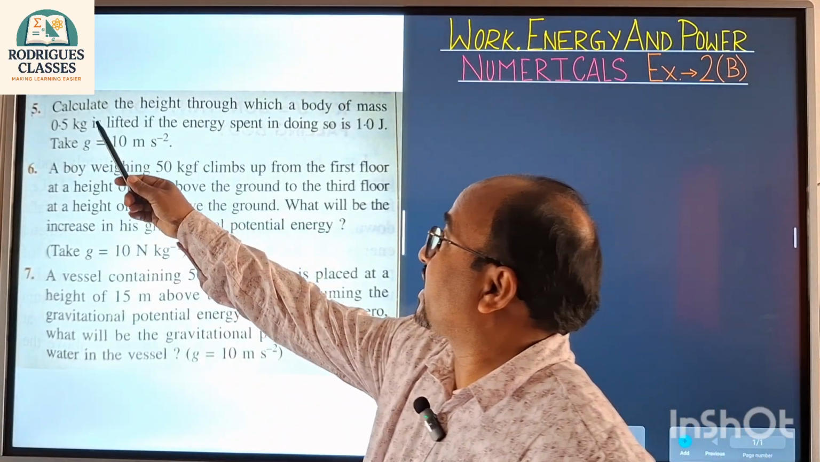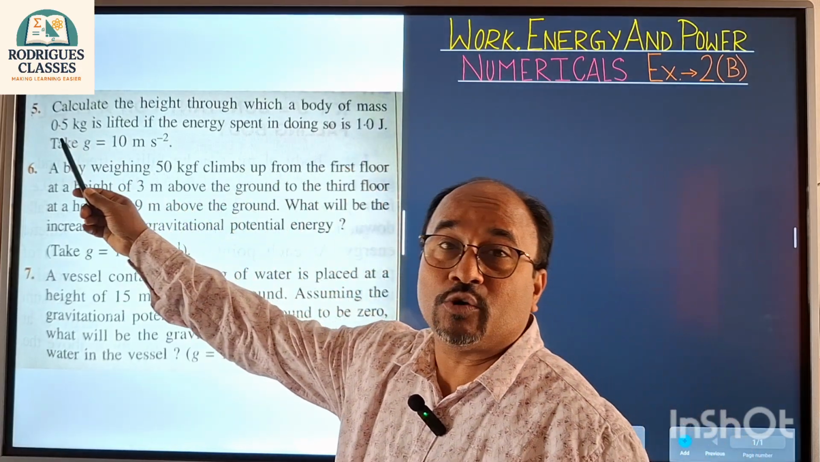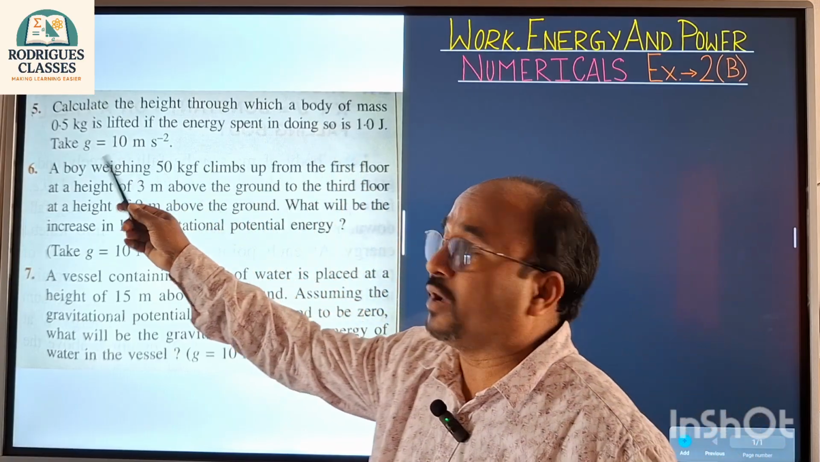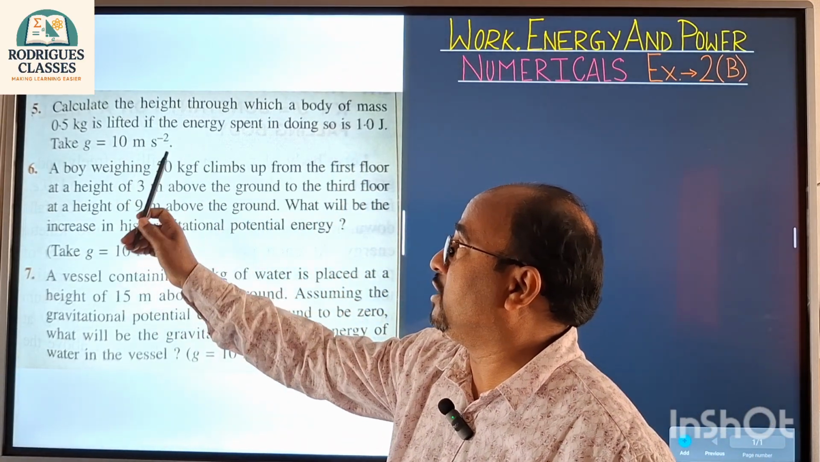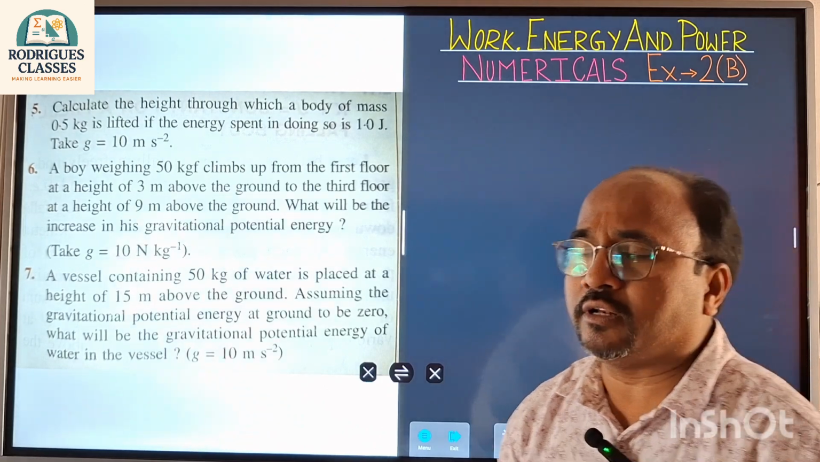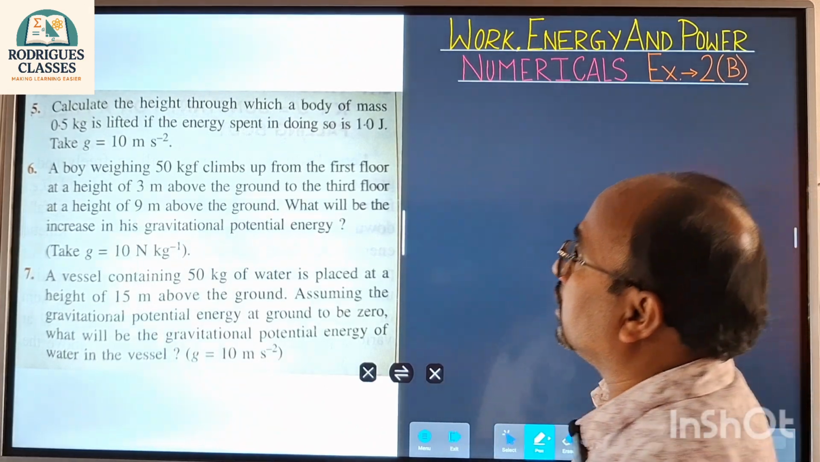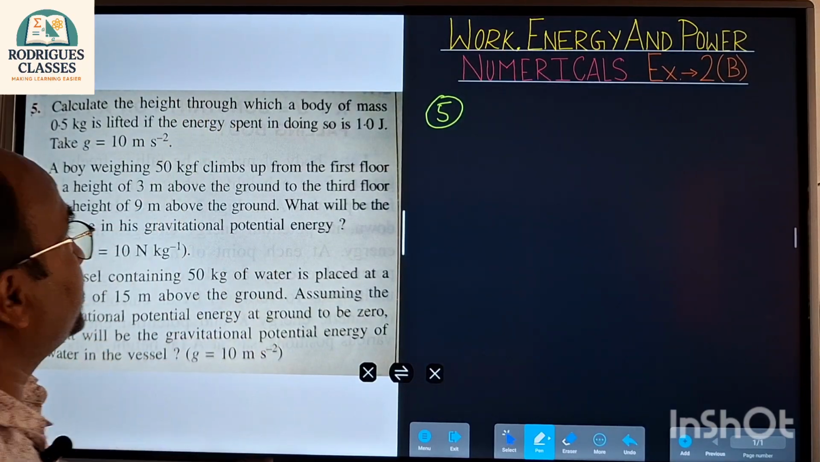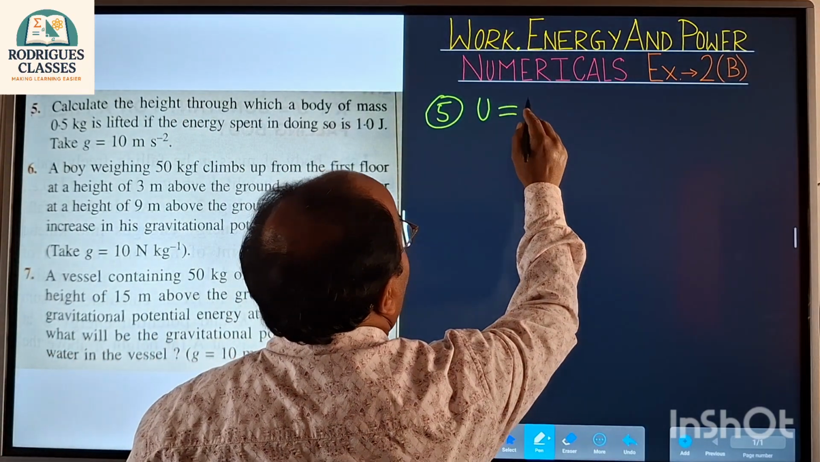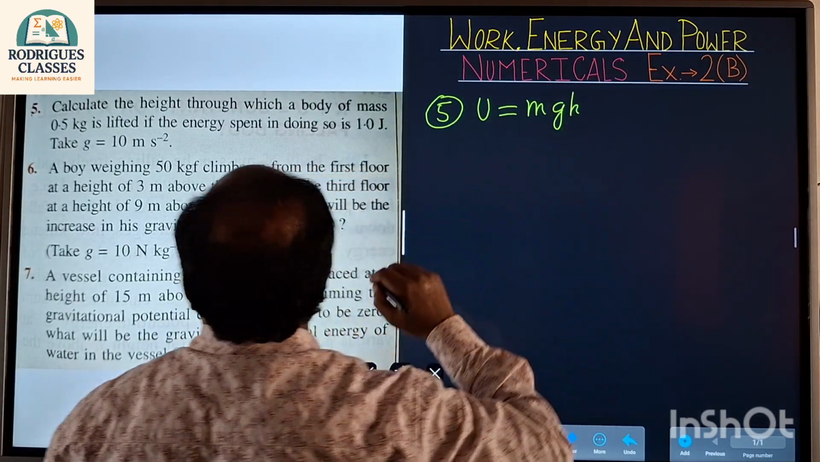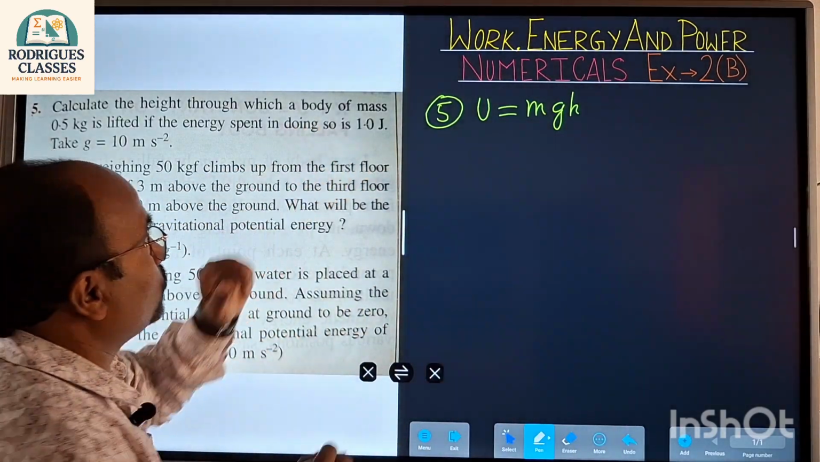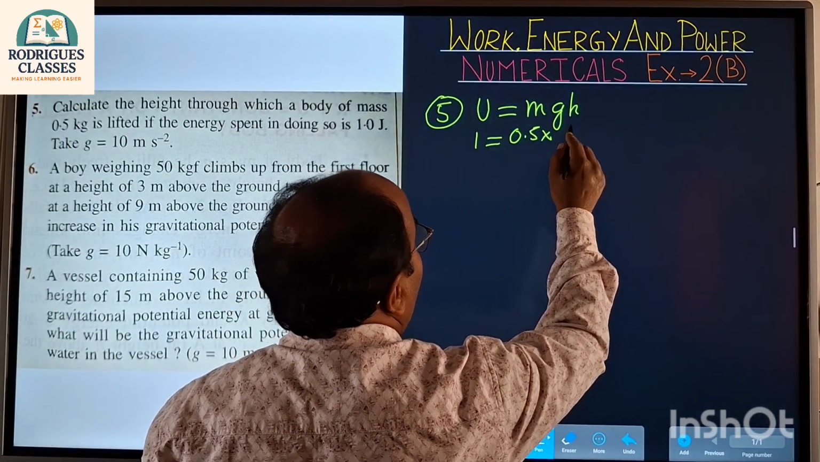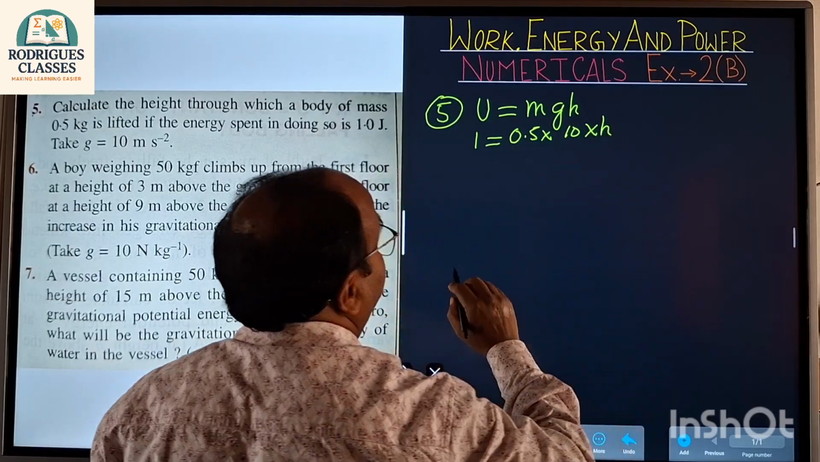It says, calculate the height through which a body of mass 0.5 kg is to be lifted if the energy spent in doing so is 1 joule, and we have to take g as 10 meter per second square. Again, a very simple numerical directly based on the formula. So number 5, it is the involvement of potential energy. So I am writing U equals mgh, and the energy which is given to us is 1 joule. This is 1. Mass is 0.5 kg into g value is 10, and we have to calculate the height.